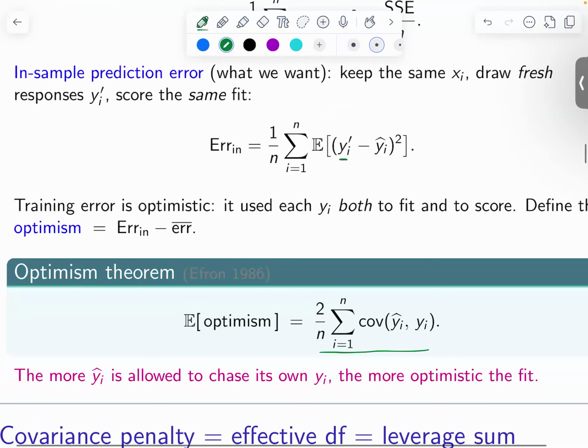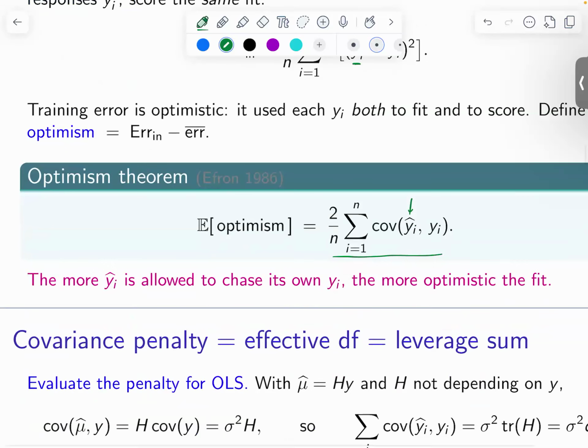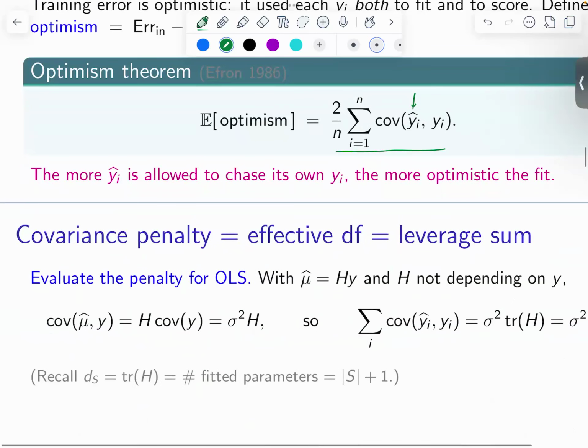This result is very general. It doesn't require mu hat i to be a linear model. It could work for nonlinear models as well. Once you write down the proof, you'd see. If I manage to calculate this quantity, then I get an average notion of optimism. I can add it to the training loss, and then I get a good criterion. So let's calculate this for the OLS.